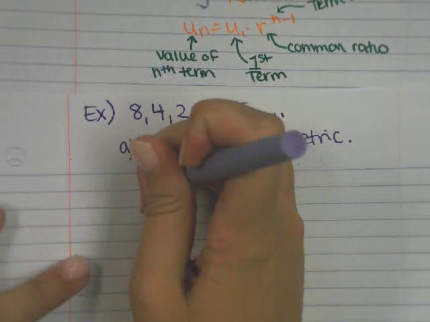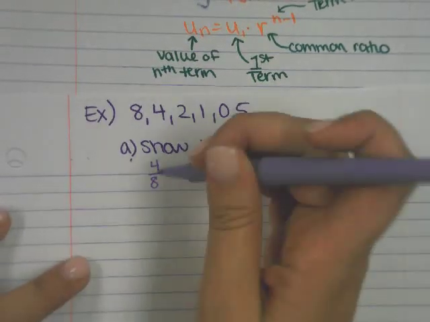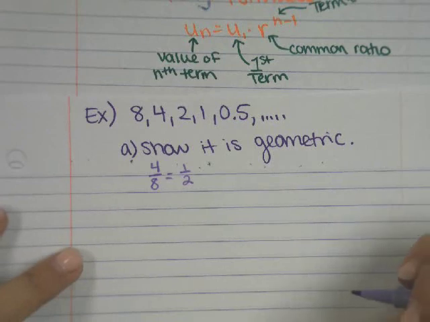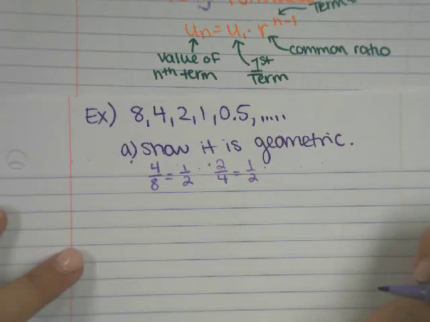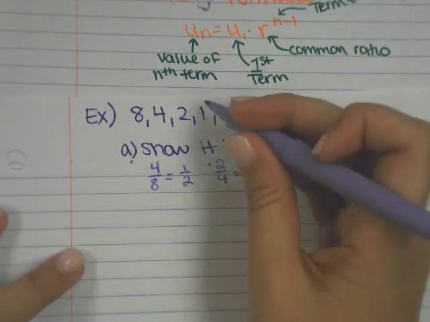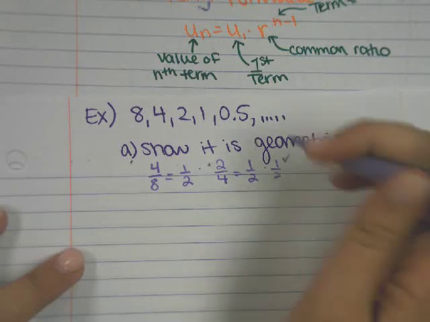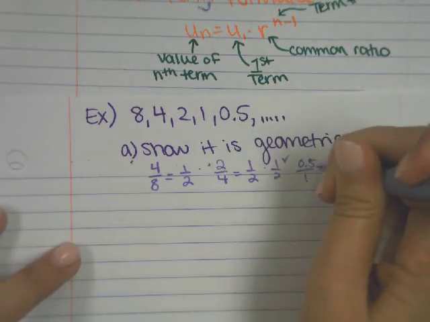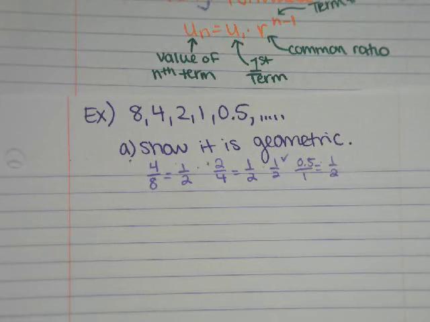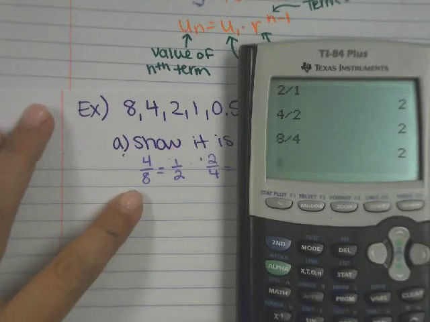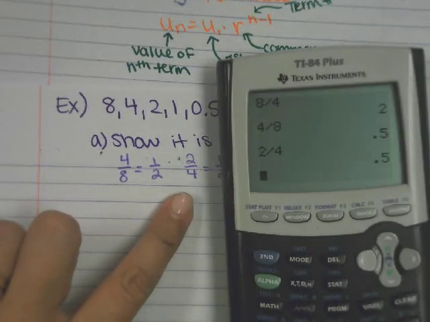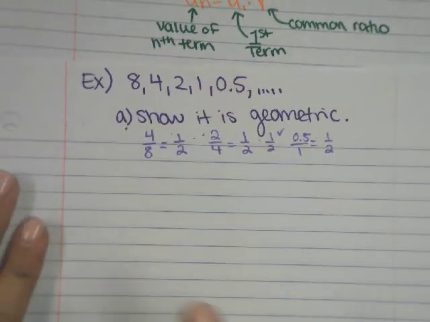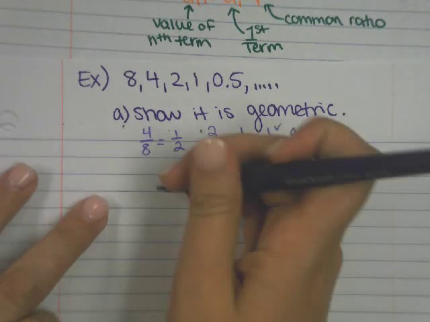4 divided by 8 is 1/2. Now we go to the next one. 2 divided by 4, also 1/2. If you use decimals, that's completely fine. 1 divided by 2 is definitely 1/2. And then 0.5 divided by 1 is also 1/2. Once again, if you do this in your calculator and use decimals, that's fine, especially in this case because it's a nice, easy decimal: 4 divided by 8 is 0.5, 2 divided by 4 is 0.5. So those are consistent, showing that yes, it is geometric.